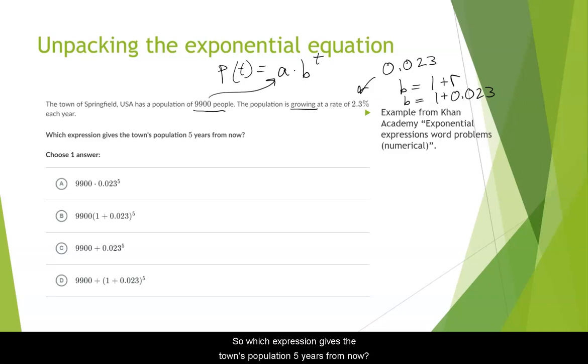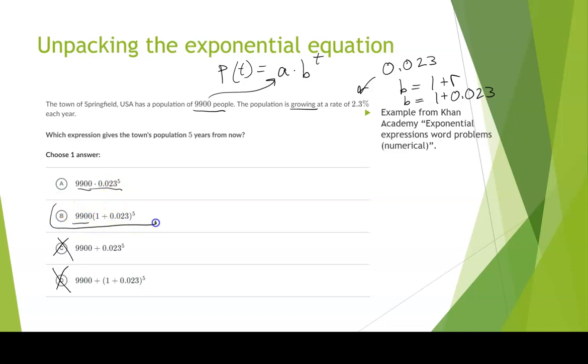So which expression gives the town's population 5 years from now? Well, we have our initial value of 9,900. I know already it's not these last two because there's no case where we're taking our initial value and adding it in. It's always going to be multiplied, a times b to the t power. This first case is close, but there's no 1 plus the percentage. It's just 0.023.